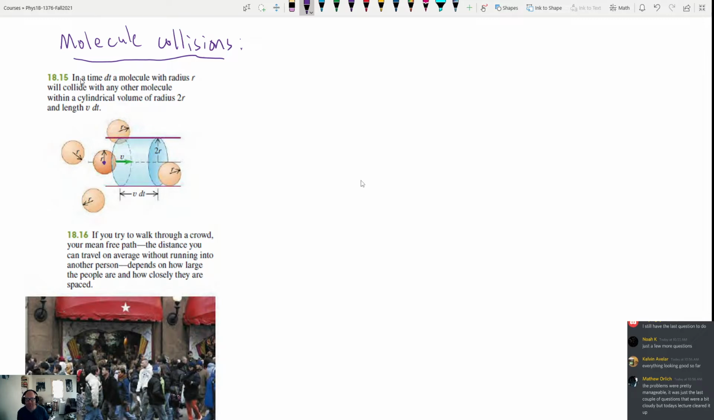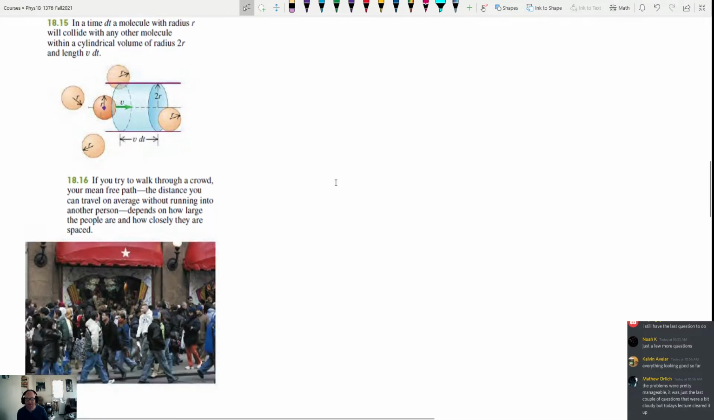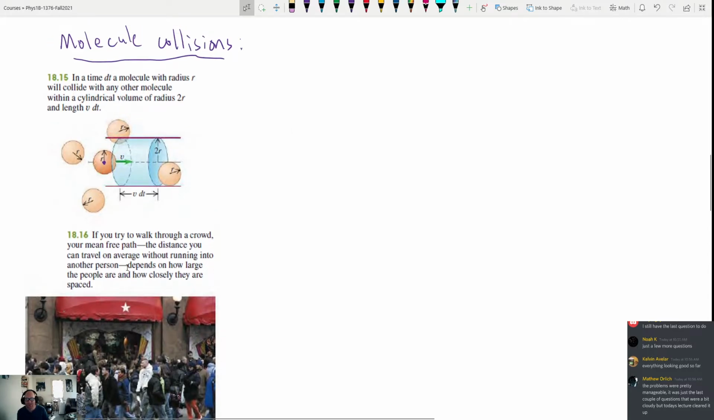If we read the caption, it says, in a time dt, a molecule with radius r will collide with any other molecule within a cylindrical volume of radius 2r and length v dt. So the idea is that any other molecule that happens to be in this volume will feel a collision with this molecule here. There's a picture below to get you to think ahead. We'll get to this in a second.